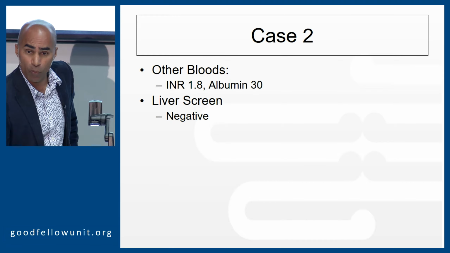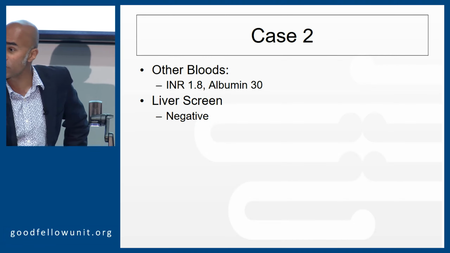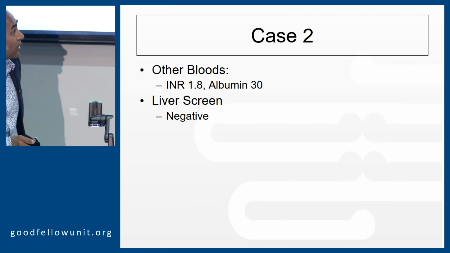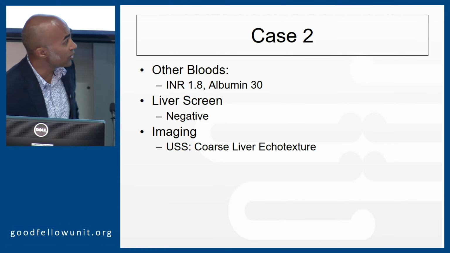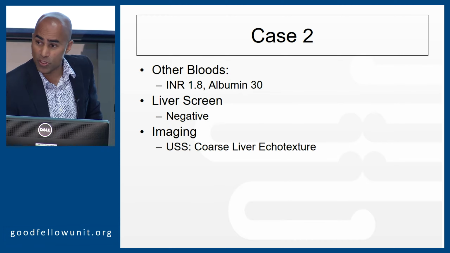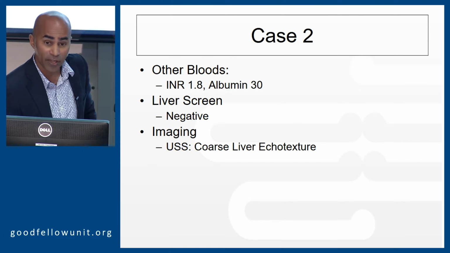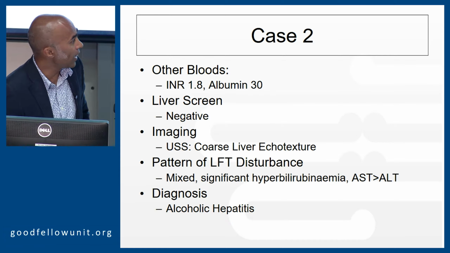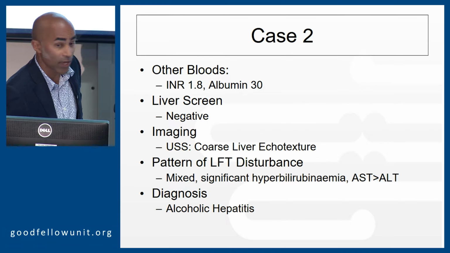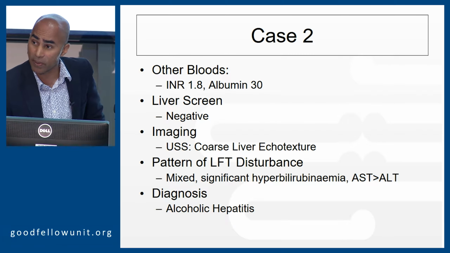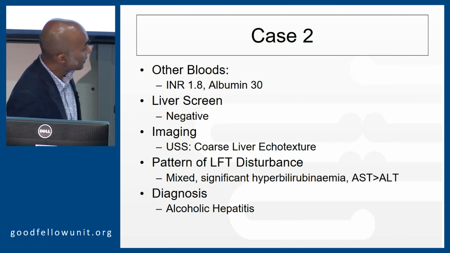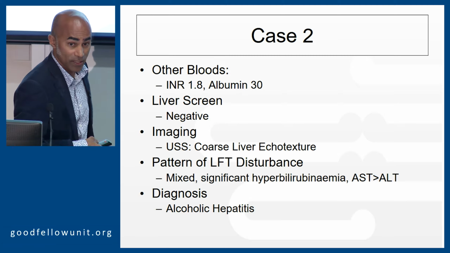We did a liver screen for what it was worth. I think most of the information was there in the history, but the liver screen was negative. The imaging, not surprisingly, suggested cirrhosis as well, with a coarse liver echotexture seen there. And certainly the pattern of liver function disturbance, we've mentioned that AST to ALT reversal. So have a look for that in your patients, especially if you're suspicious about alcohol. And this is a diagnosis of alcoholic hepatitis, okay?